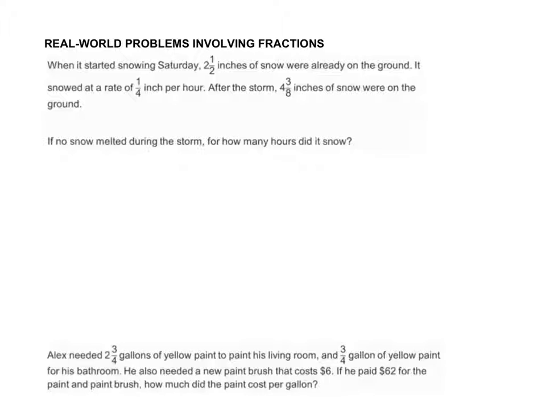Okay, in this next problem, this is something we can all relate to because we deal with the snow all the time. It's a real-world problem involving fractions. When it started snowing Saturday, 2 1/2 inches of snow were already on the ground. It snowed at a rate of 1/4 of an inch per hour. After the storm, 4 3/8 inches of snow were on the ground. If no snow melted during the storm, for how many hours did it snow?